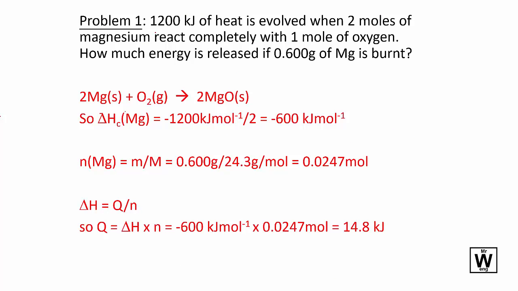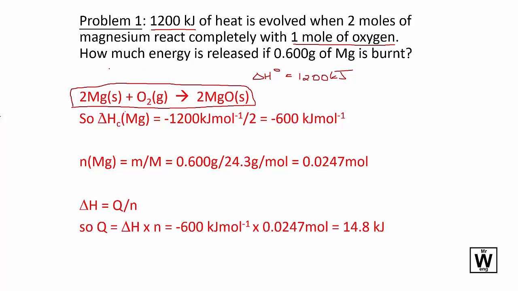So first of all, we've got 1,200 kilojoules of heat evolved when 2 moles of magnesium react with 1 mole of oxygen. We draw out the formula for that, and 2 moles of magnesium plus 1 mole of oxygen is actually the balanced reaction. So that's the delta H of that reaction, 1,200 kilojoules. And the question is, how much energy is released if you burnt this much magnesium? So the actual delta H of magnesium is not 1,200. That's the delta H of the reaction. So that's when everything's balanced out.